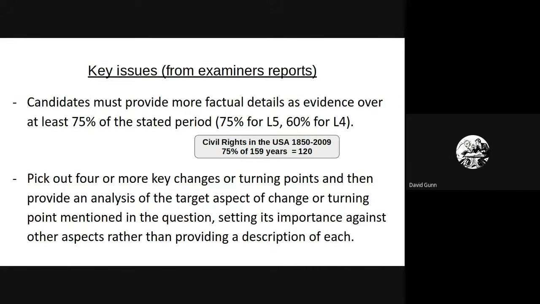It says pick out 4 or more key changes or turning points, and then provide an analysis of the target aspect of change or turning point in the question, setting its importance against other aspects rather than providing a description of each. So it's not about describing the turning points, it's about comparing them back with the question and having this broad overview. Again, I'll go through this when I show you a sample plan. So covering over 75% and then analyzing the different turning points or the factors against each other rather than just describing them.